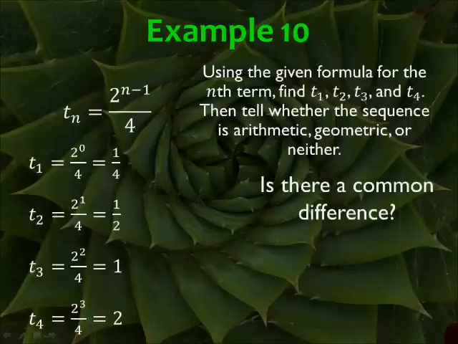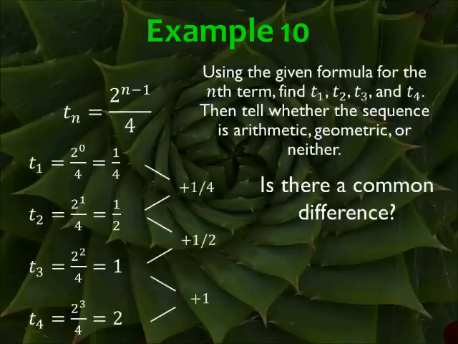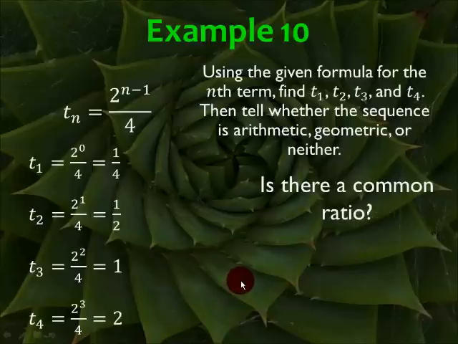Now, is there a common difference? Let's see. To go from T1 to T2, we have to add a fourth. To go from T2 to T3, we add a half, and you can see already there is no common difference. So we do not have an arithmetic sequence. Again, an arithmetic sequence has a common difference between two successive terms. Let's see if that's a geometric sequence by checking the ratios.